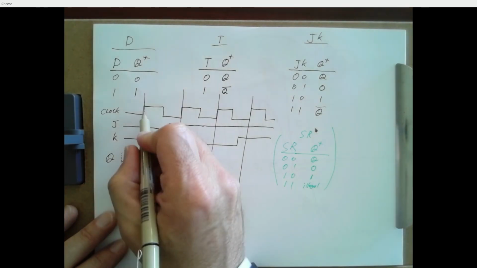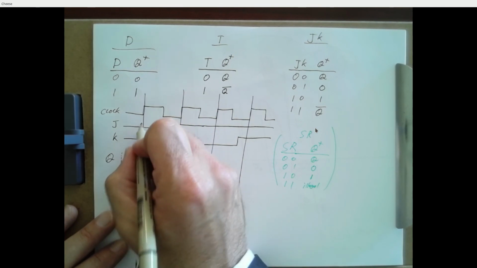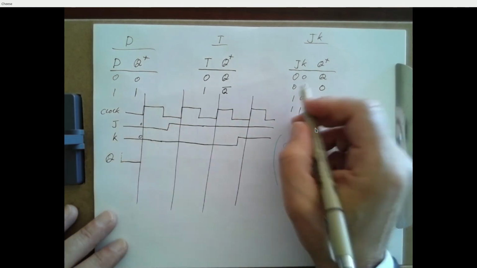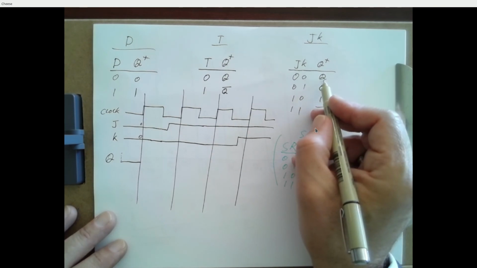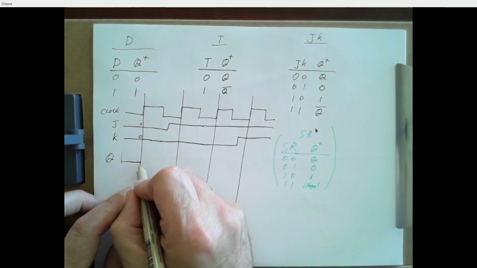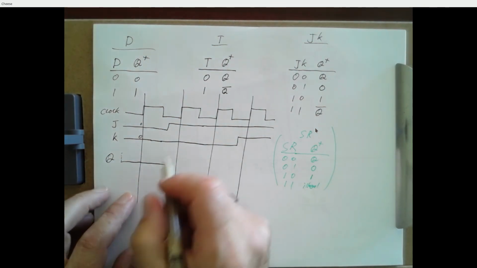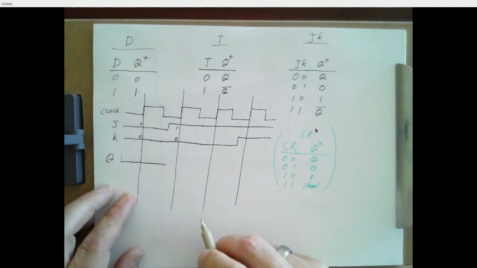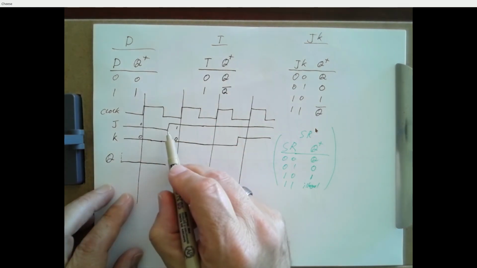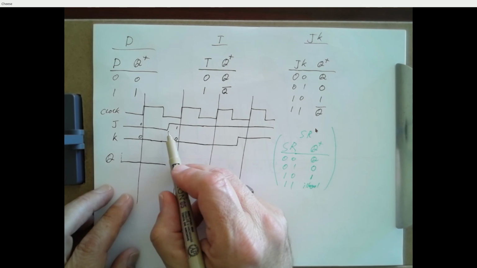The clock ticks here. J is a 0 and K is a 0, so let me write these in. The new value of Q is whatever the current value is. Q right now is a 0, it's going to stay a 0. Okay, when we get to this clock tick, J is a 1 and K is a 0. Did anything happen here when J changed? Absolutely nothing, right? Because it only looks at things when the clock ticks.